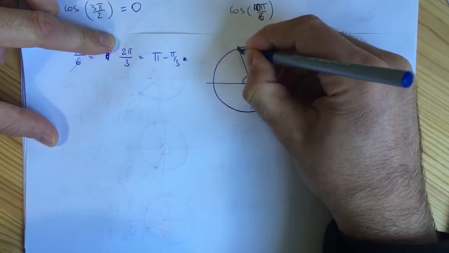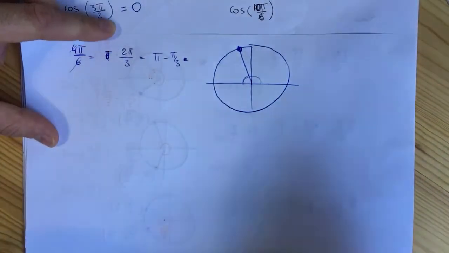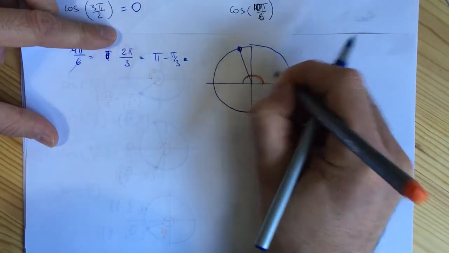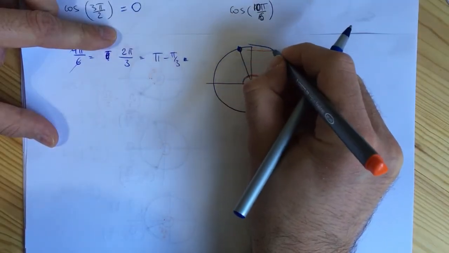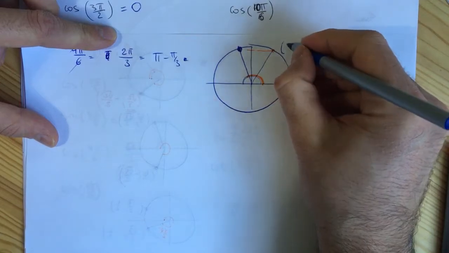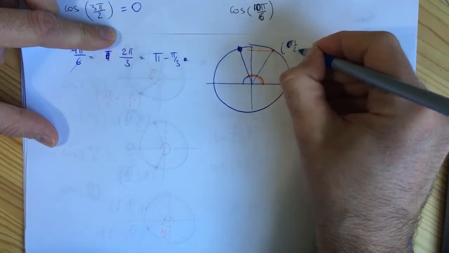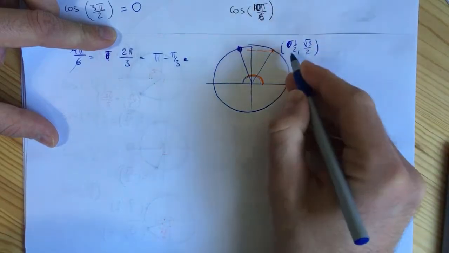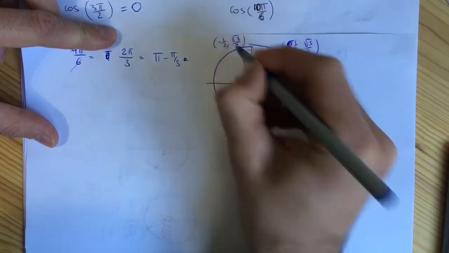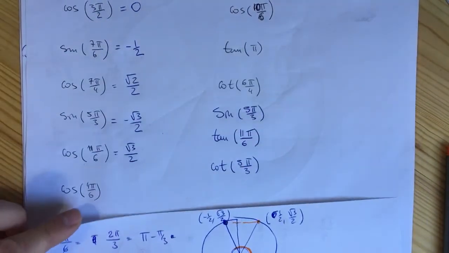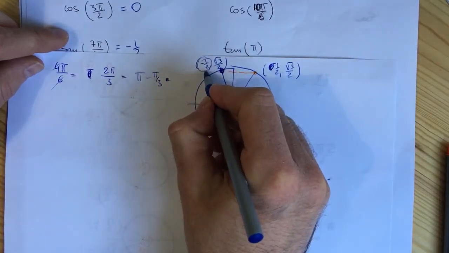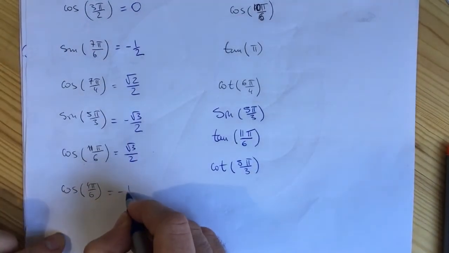So it is this angle right here. This is 4 pi over 6 or 2 pi over 3. Okay, and this point is symmetrical to the point with coordinates 1/2 and square root of 3 over 2. So that means that this point has coordinates negative 1/2 and square root of 3 over 2. Now we're looking for the cosine value of that. The cosine value is being read at the x coordinate, so that's negative 1/2.